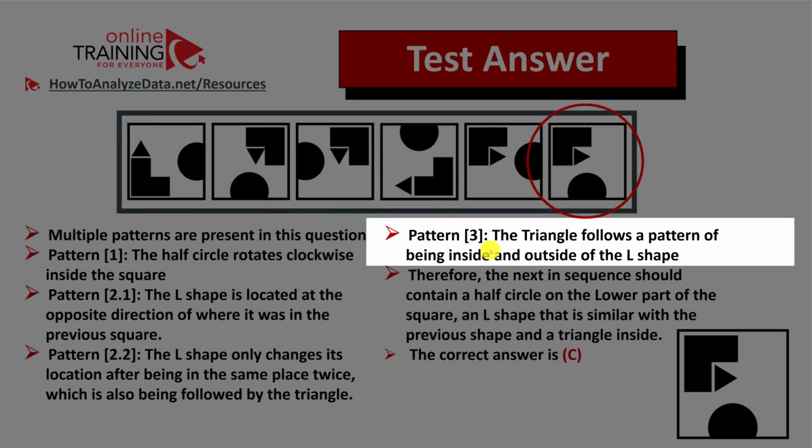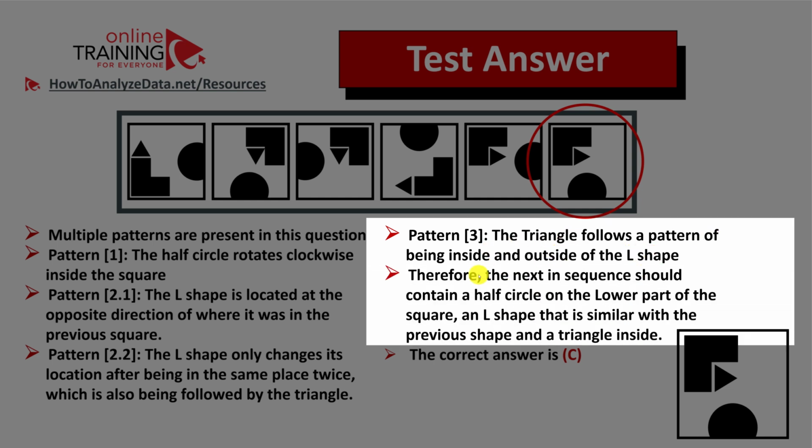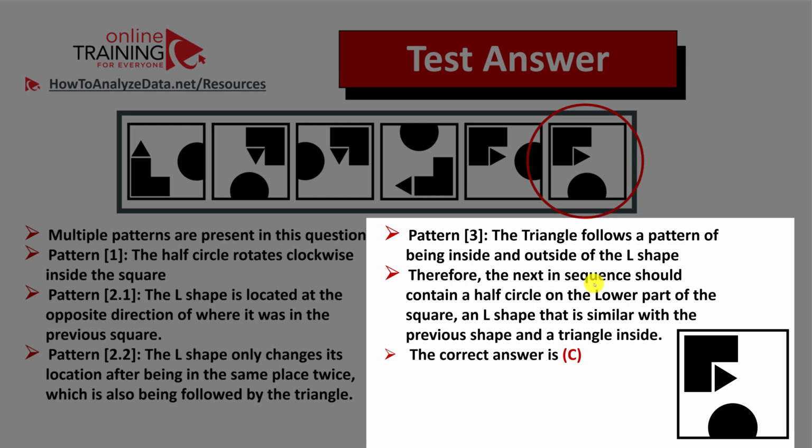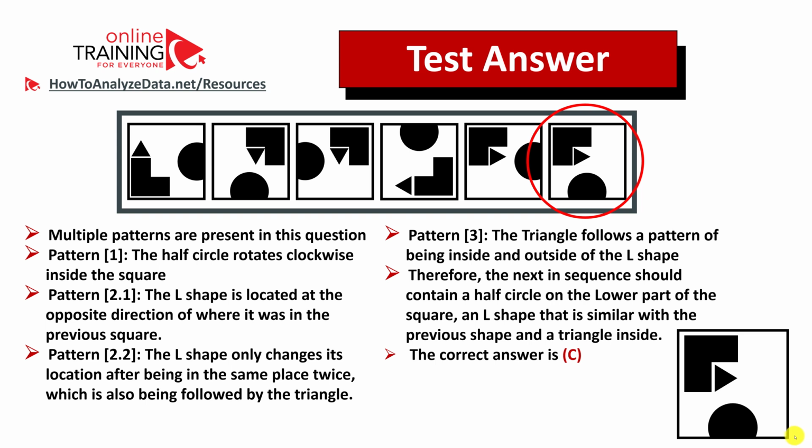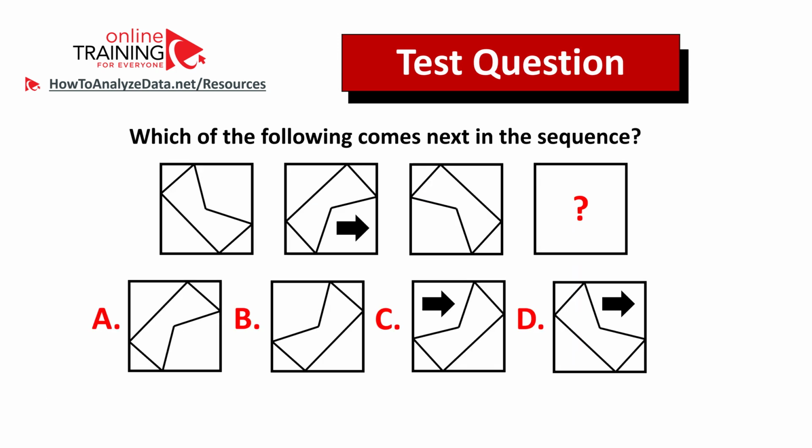And then the last but not least pattern is the pattern of the small triangle. The small triangle here follows the pattern of being inside and outside of the L shape. Therefore, the next item in the sequence should contain a half circle in the lower part of the square, and then the L shape, which is similar to the previous shape, with the triangle inside. So the correct answer is choice C. Hopefully you understand what to look for in similar questions in the test.